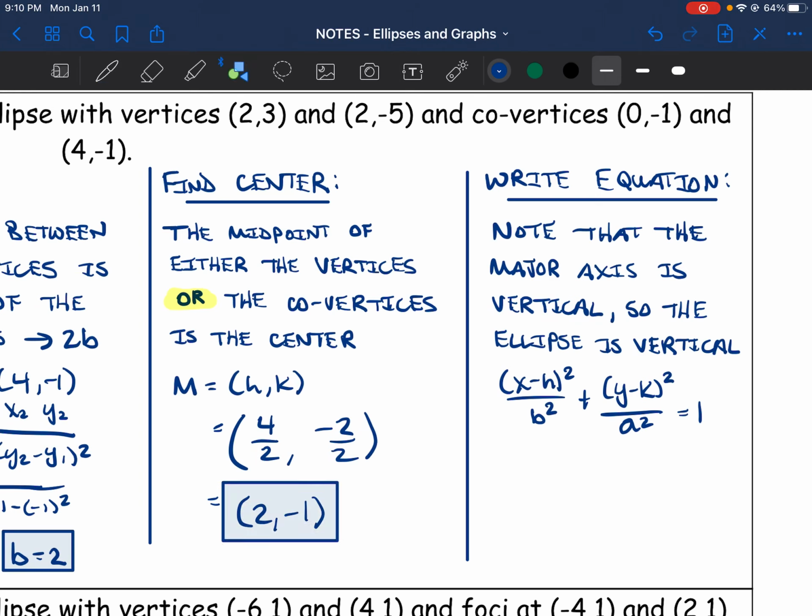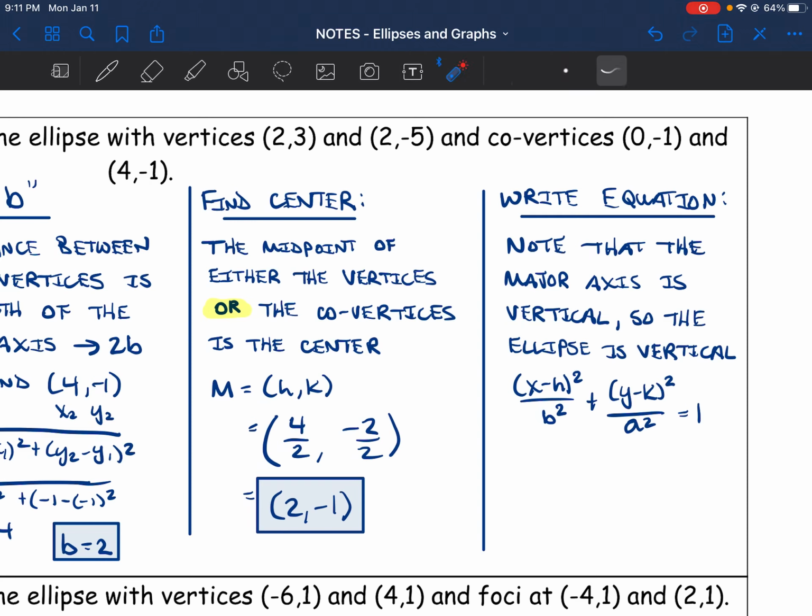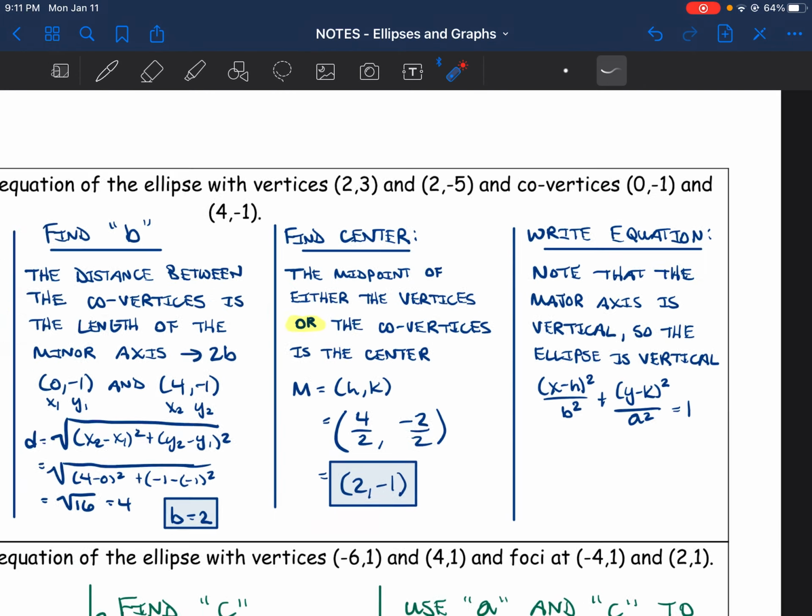Again, you would have gotten the same exact point if you would have used the co-vertices. And you can also just kind of common sense your way through it. If your vertices are at 2, 3, and 2, negative 5, and you find the midway point between those, it's pretty clear that that's going to fall at 2, negative 1. Same thing if I look at 0, negative 1, and 4, negative 1. Look at the midpoint between those two. It's pretty clear it'll be 2, negative 1.